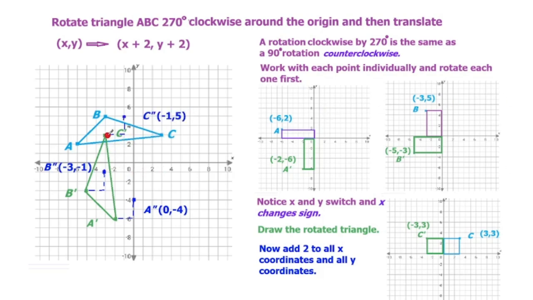Then you do the same to C. You move it over 2 units right, 2 units up, and C double prime now ends up at -1, 5. Now we draw our new final triangle, and that's how it looks. This triangle has been rotated clockwise 270 degrees, and it has been translated by 2 units in x and y. And that's how you do that problem.